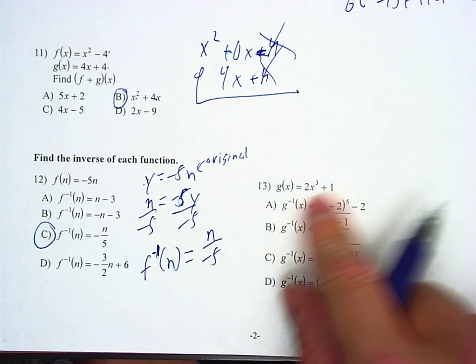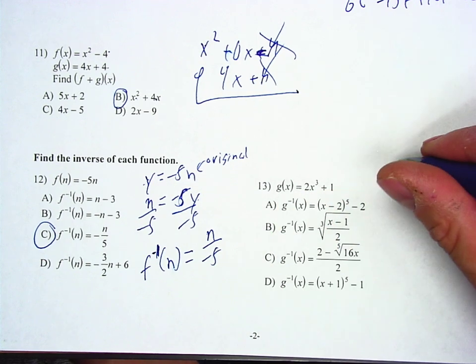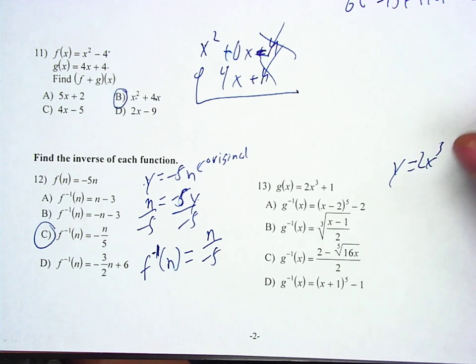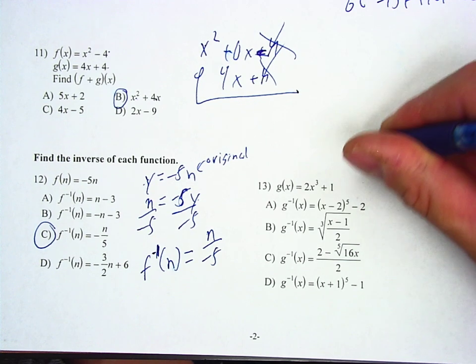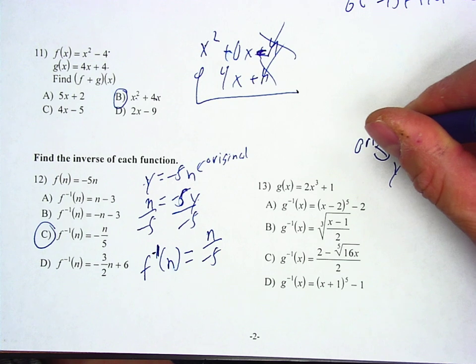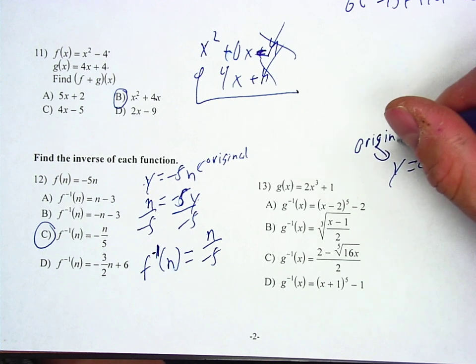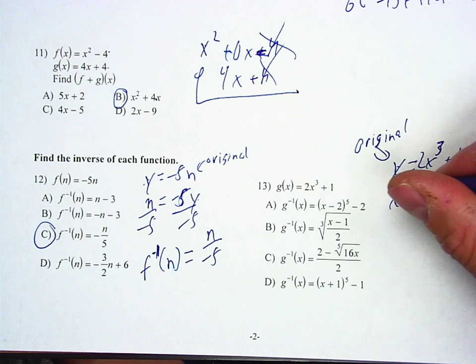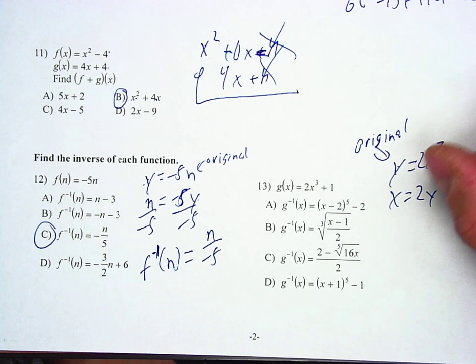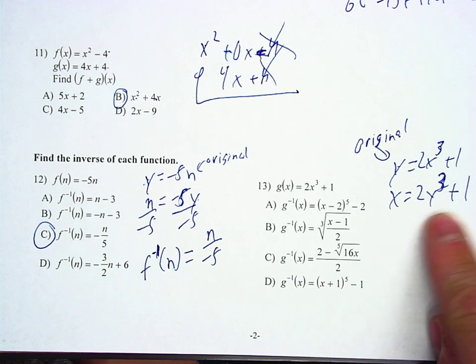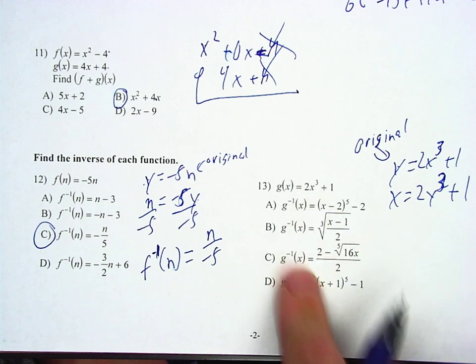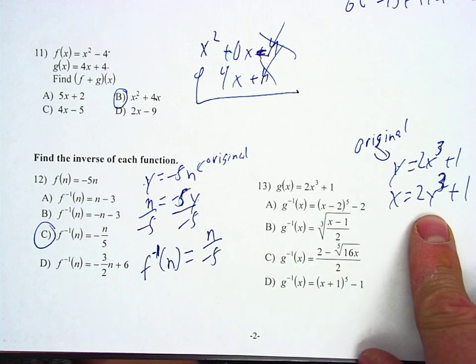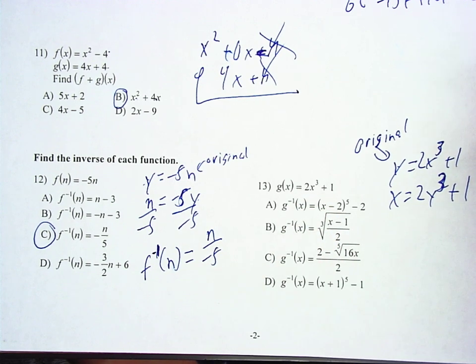Here's a little easier because I used y and x. My original is y is equal to 2x cubed plus 1. This is again the original. All I've done is switch the f of x, or g of x in this case, to a y. I'm going to switch x and y around now. So it's going to become x is equal to 2y cubed, not squared, cubed, plus 1. So this is the inverse, but because I put all my answers in function format, I have to solve this for y.